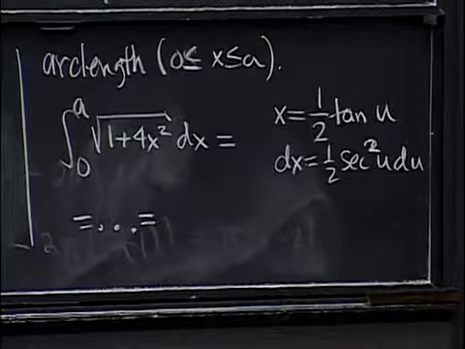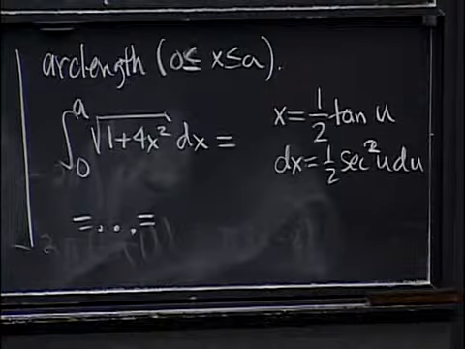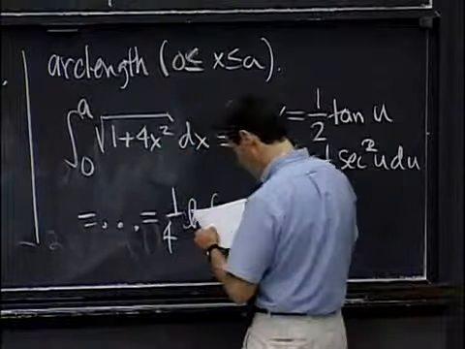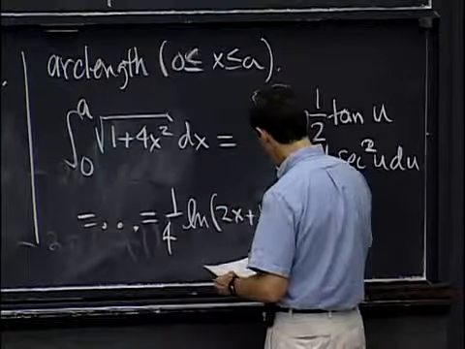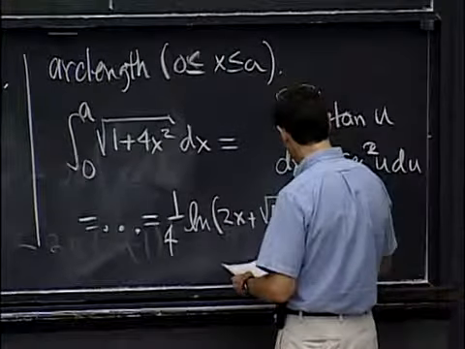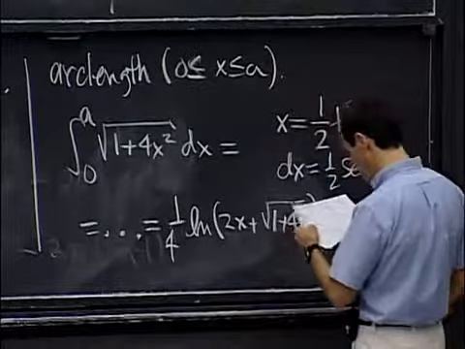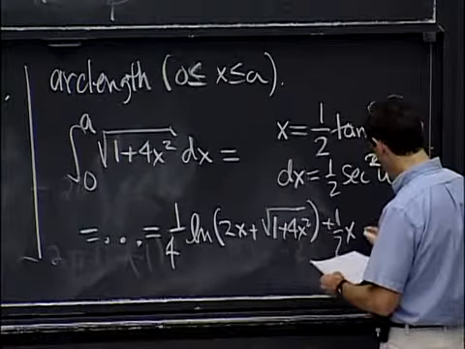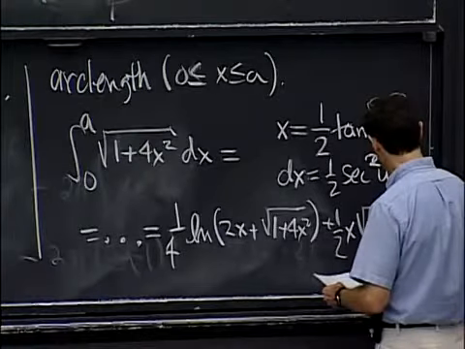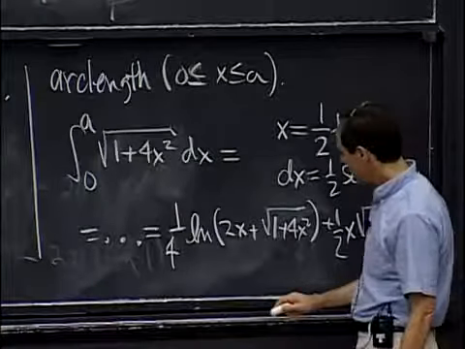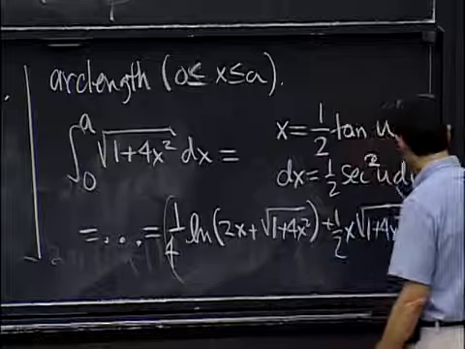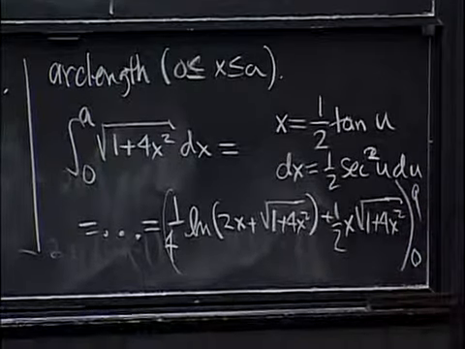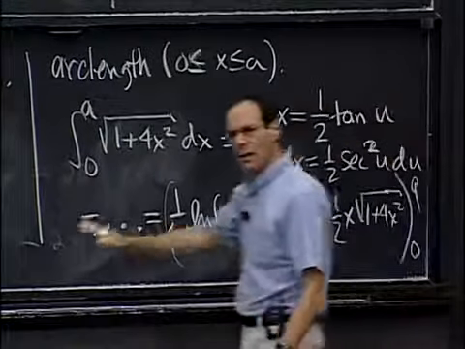Let's see if I'm lucky. Oh, yeah, I think this is what it is. It's a quarter natural log of 2x plus the square root of 1 plus 4x squared, plus a half x times the square root of 1 plus 4x squared, all right, evaluated at a and 0.